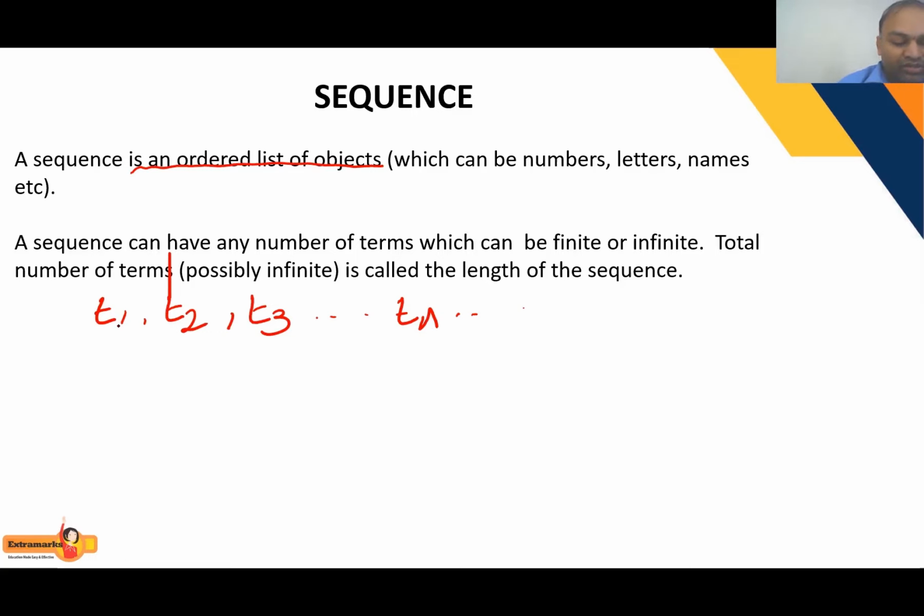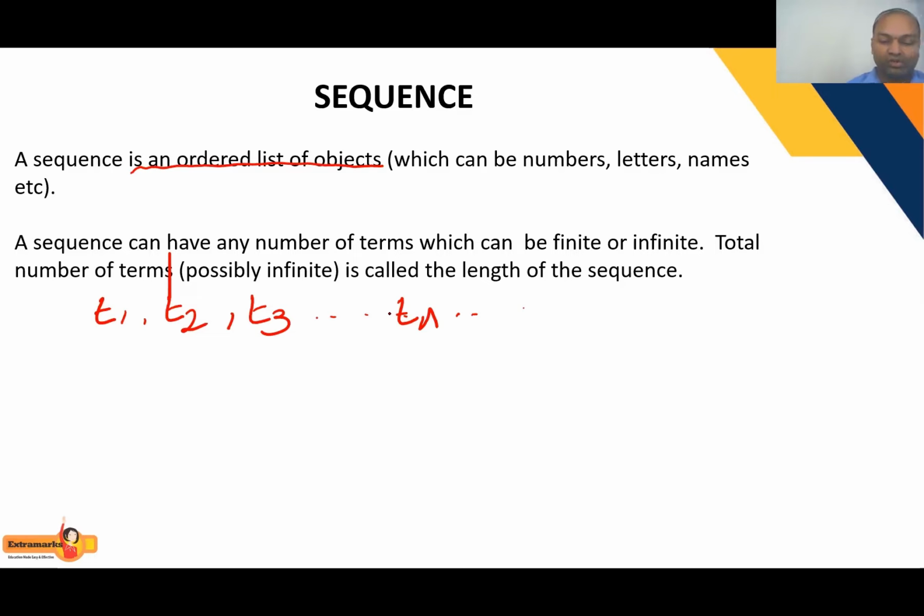Here T1, T2, T3, so on are called the first, second, third, so on, nth term of the sequence. Alternately, a sequence is a function whose domain is the set of natural numbers and range is the set of real numbers.